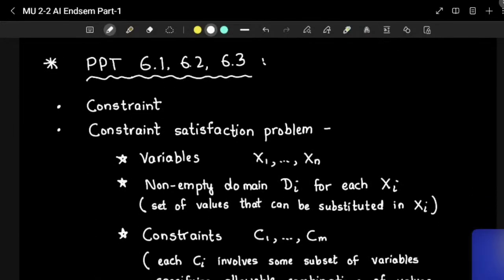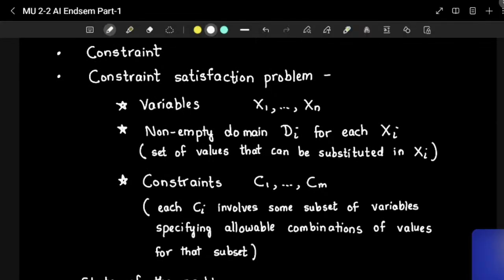Now in PPT 6, we have a constraint satisfaction problem. There is theory as to what is a constraint. You can read in the slides. That's the main thing. So constraint satisfaction problem, basically you have a problem and then you have constraints. You have to satisfy those constraints.